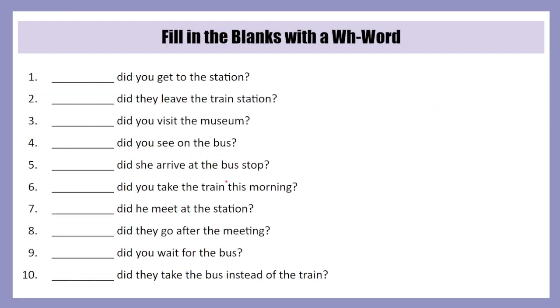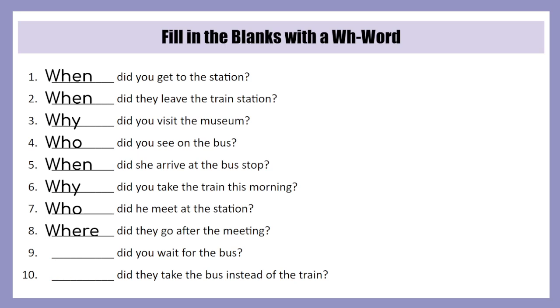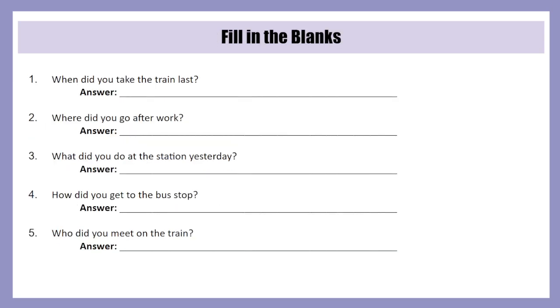Okay, now let's use the correct WH word. Maybe for some, more than one word is okay. When did you get to the station? When did they leave the train station? Why did you visit the museum? Who did you see on the bus? When did she arrive at the bus stop? Why did you take the train this morning? Who did he meet at the station? Where did they go after the meeting? How long did you wait for the bus? And why did they take the bus instead of the train?